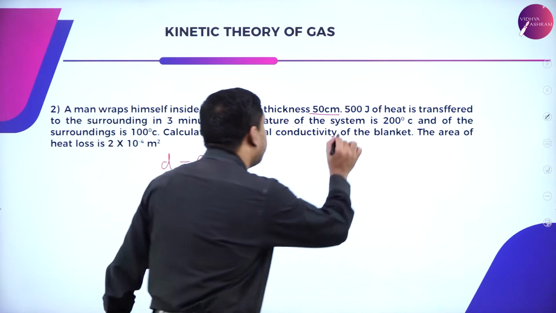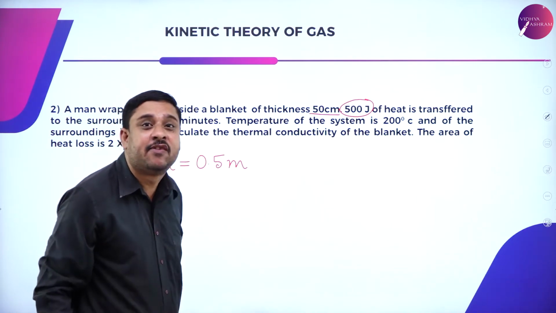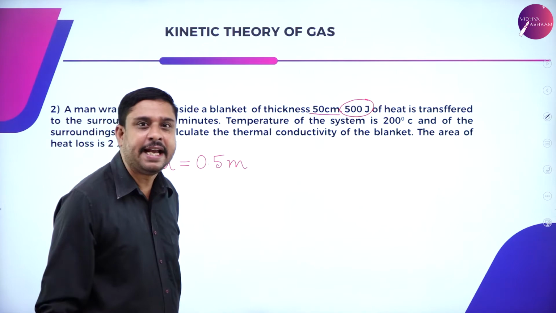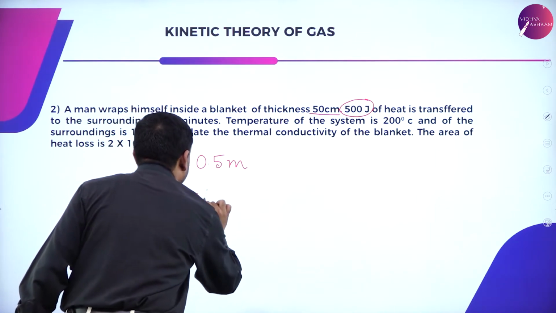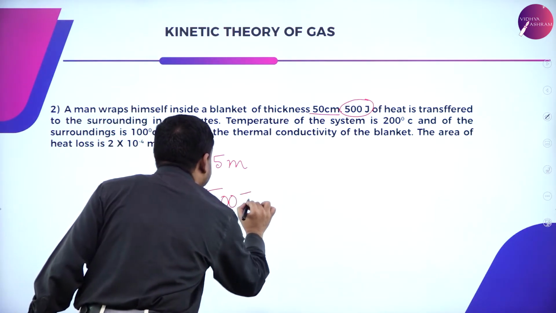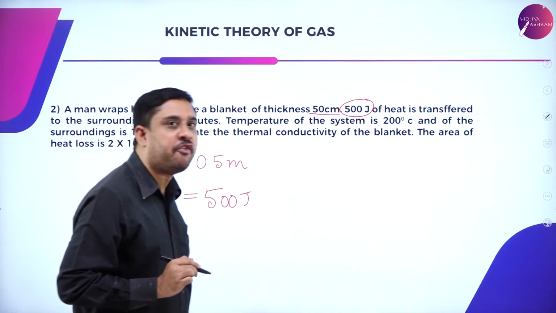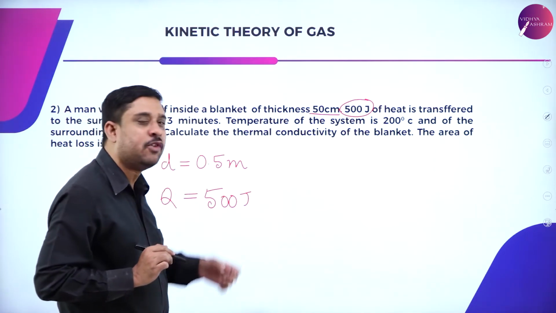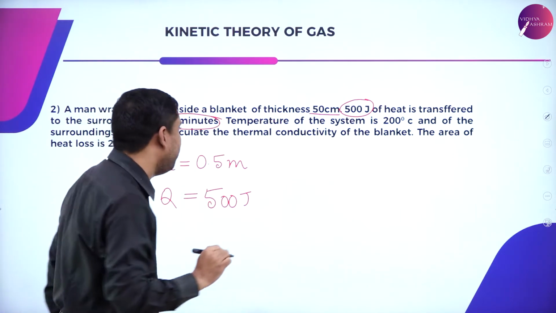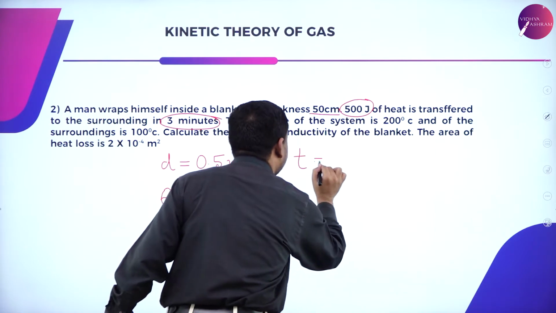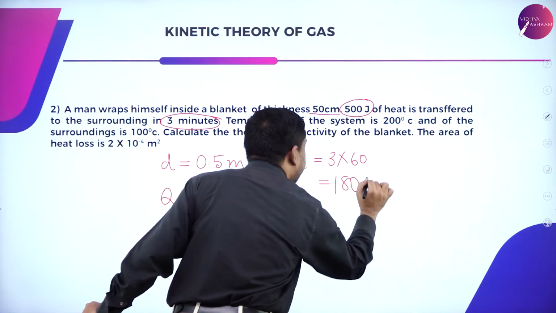Now, 500 joule of heat is transferred. The amount of heat transferred is given. Q is given, which is 500 joules. So 500 joule of heat is transferred to the surroundings in a time interval of 3 minutes. The time interval is given. So t is 3 minutes, 3 into 60, which is 180 seconds.